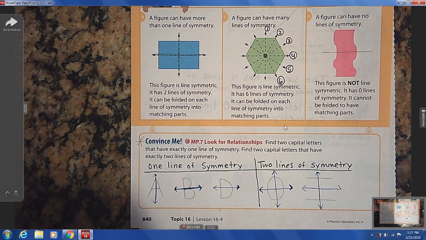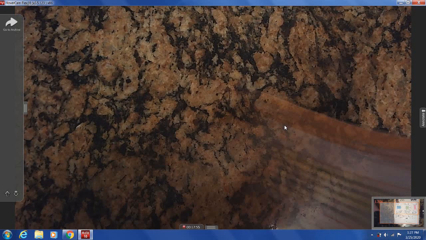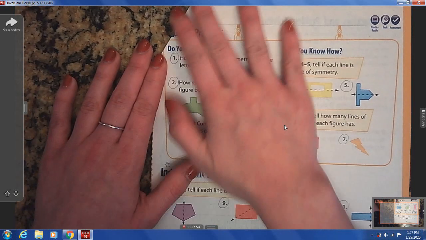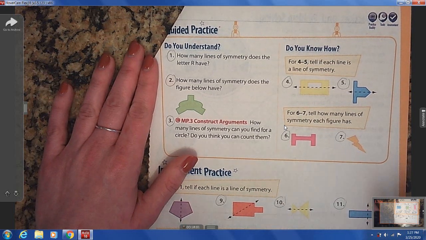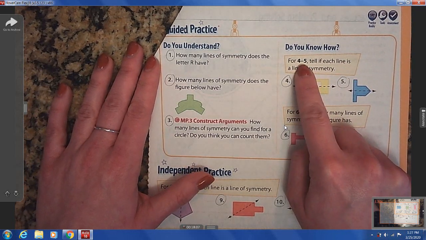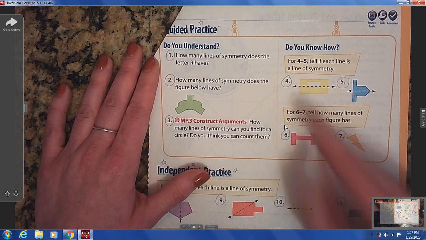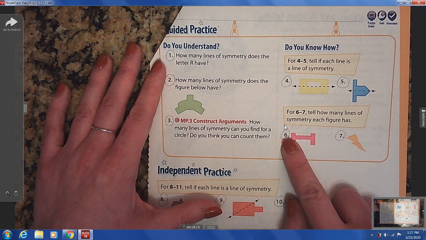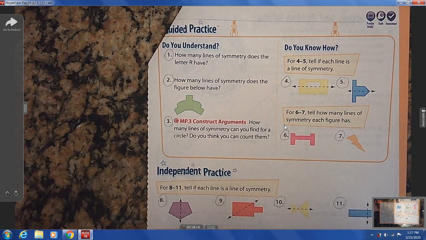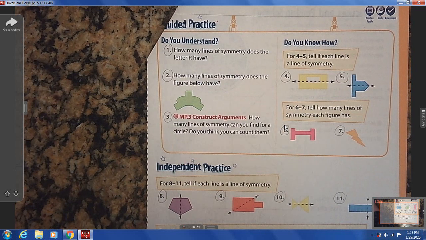So lines of symmetry, just remember you want it to be exactly the same on the other side of the line of symmetry, and then you can say that the figure is line symmetric. All right, let's do 1 through 7. Make sure for 4 through 5 you tell if each line is a line of symmetry. So you're either saying yes or no. And for number 6, tell how many lines of symmetry each figure can have. So you just have to have a number there. You can pause here, try them yourself, and then I will go over them when you unpause the video.